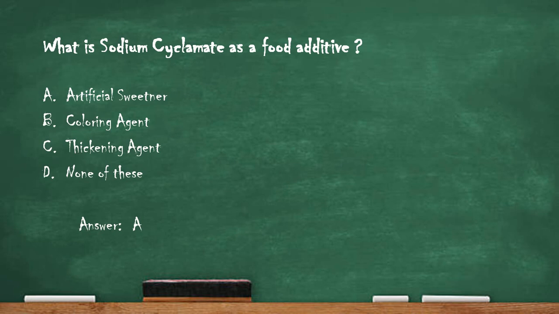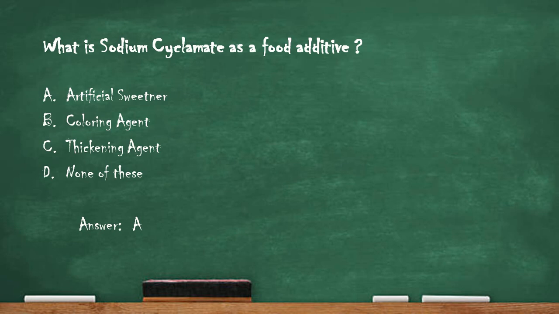So sodium cyclamate as a food additive is basically an artificial sweetener. Basically, sodium cyclamate is a white, odorless and crystalline powder that is mainly used as an artificial sweetener. It's 3 to 60 times sweeter than sucrose. So always remember, sodium cyclamate is an artificial sweetener.